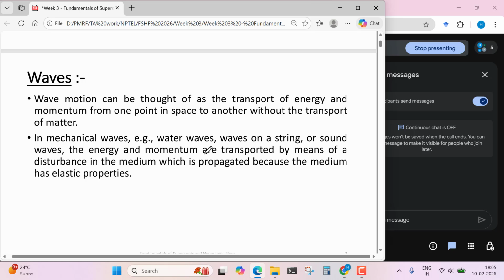So we will see what waves are. Wave motion can be thought of as transport of energy and momentum from one point in space to another without the transport of matter. So if a wave is moving from one space to another, it is mainly transporting the energy and momentum.